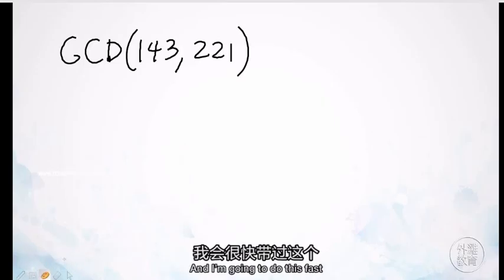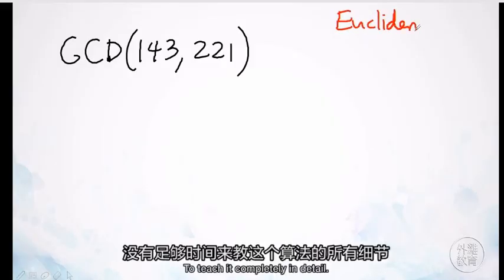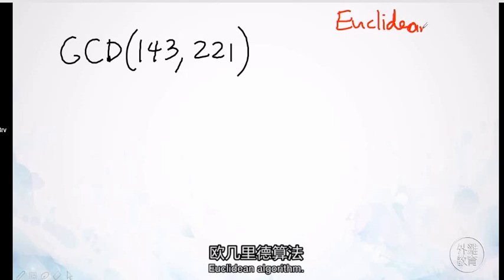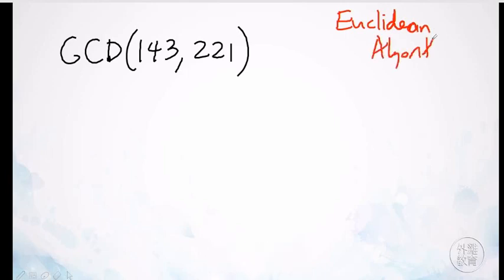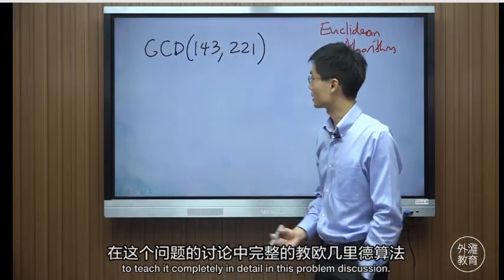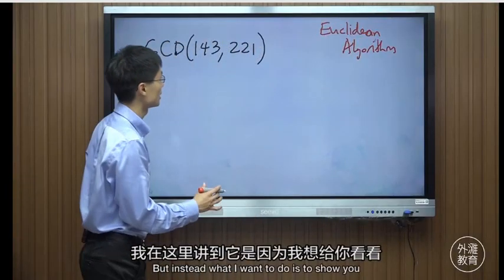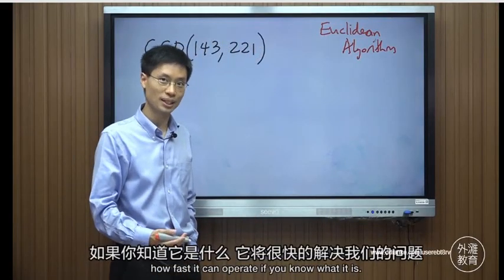And there's a method here which is called the Euclidean algorithm. And I'm going to do this fast because I will not have enough time to explain it in detail, to teach it completely in detail. I don't have enough time to teach it completely in detail in this problem discussion. It's in a number theory course that we have here. But instead what I want to do is show you how fast it can operate if you know what it is.